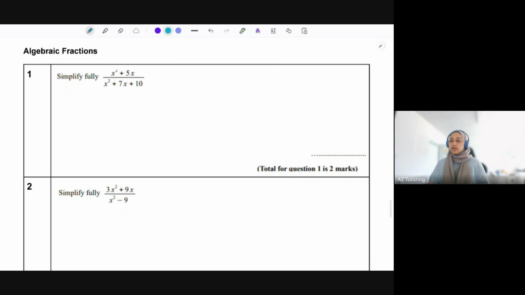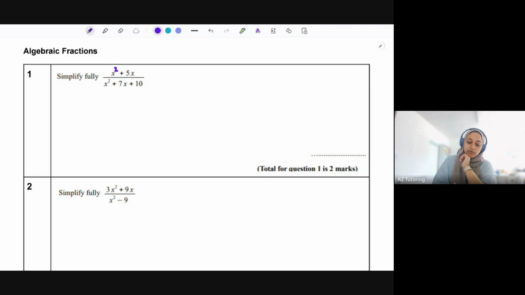Okay, moving on, we finally got algebraic fractions. So that should be a squared. It's not that clear here, but that is a squared there. So it says simplify fully x squared plus 5x over x squared plus 7x plus 10. Now, whenever we've got algebraic fractions, we're just factorizing and cancelling out on top and bottom. That's the whole point. The only way we can simplify it, so we need to factorize it and get into brackets.